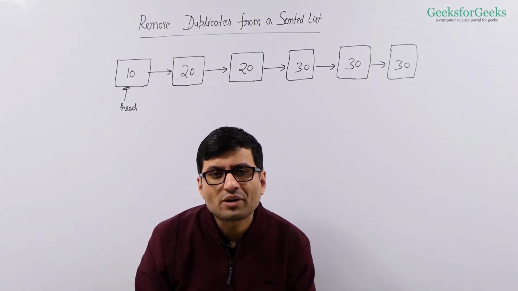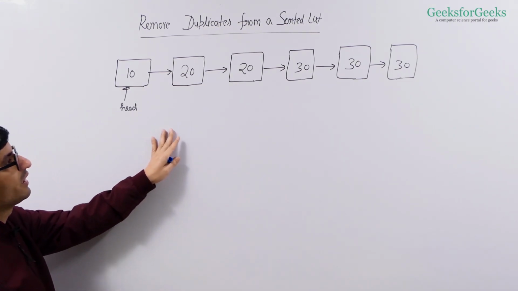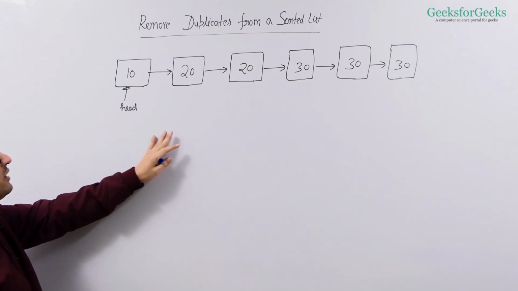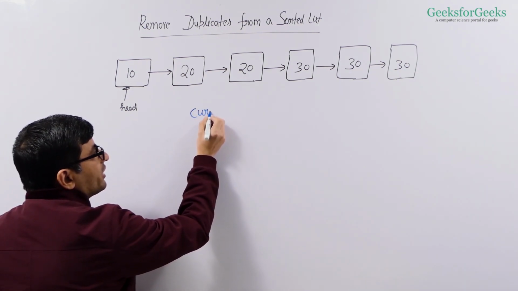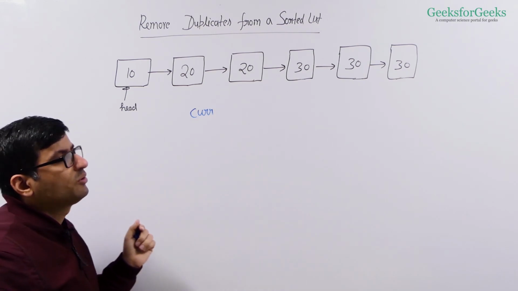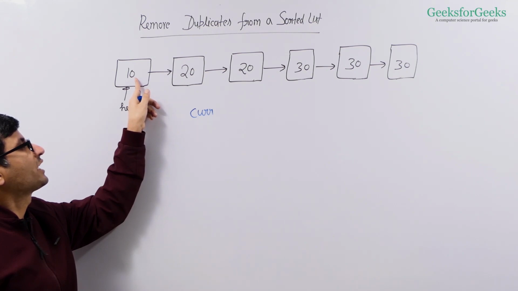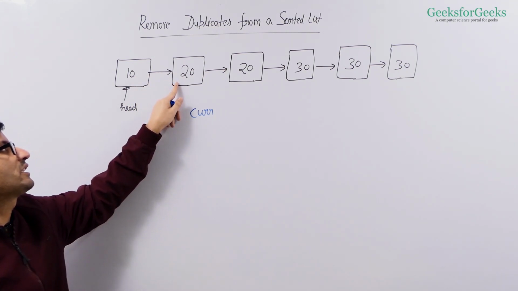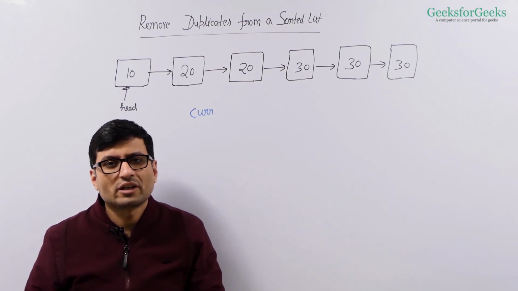Let us now talk about the idea to solve this problem. Say we have this linked list and we want to remove duplicates from it. So we are going to traverse this linked list using a current reference or pointer. And what are we going to do? We are going to begin from here. And at every point, we are going to check if current's data is same as current's next data. If they are same, then we need to simply remove the next, right?